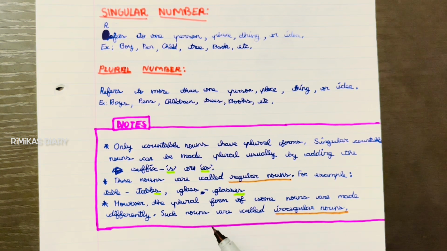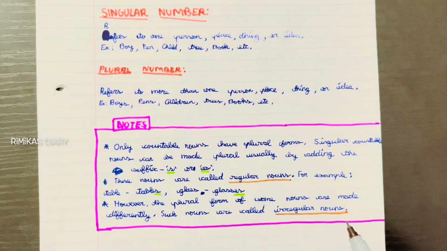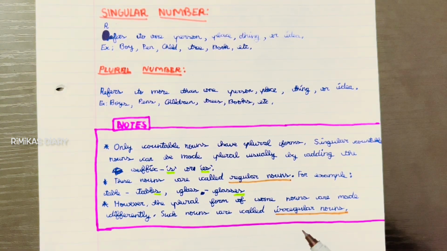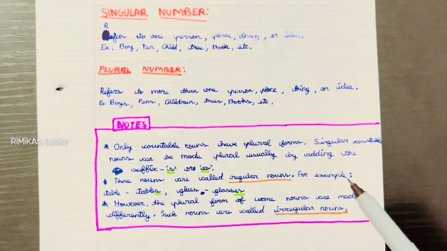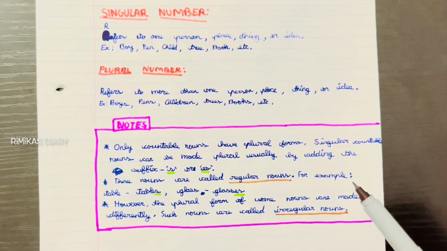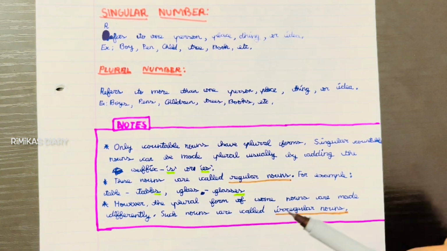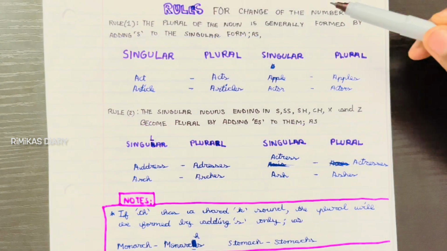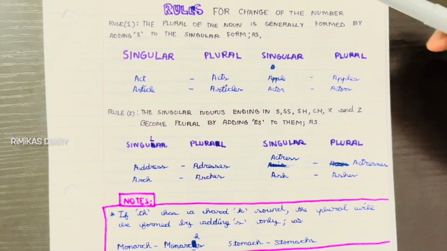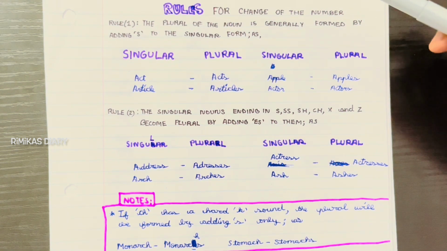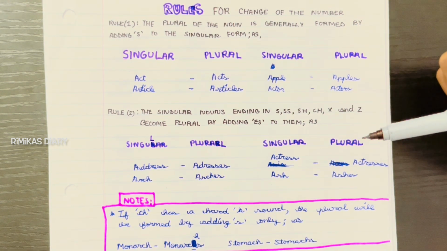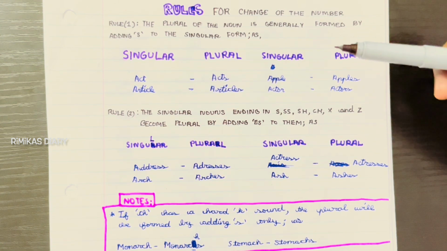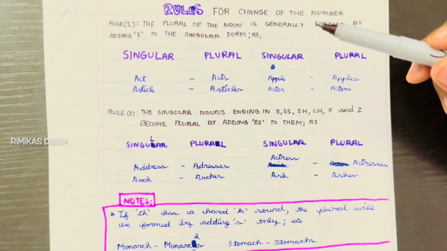However, the plural form of some nouns is made differently, without using es or s at the end. Such nouns are called irregular nouns. Now, rules for change of the number. We're going to see 13 rules for how you can change the singular form to the plural form. So let's see them one by one in detail.